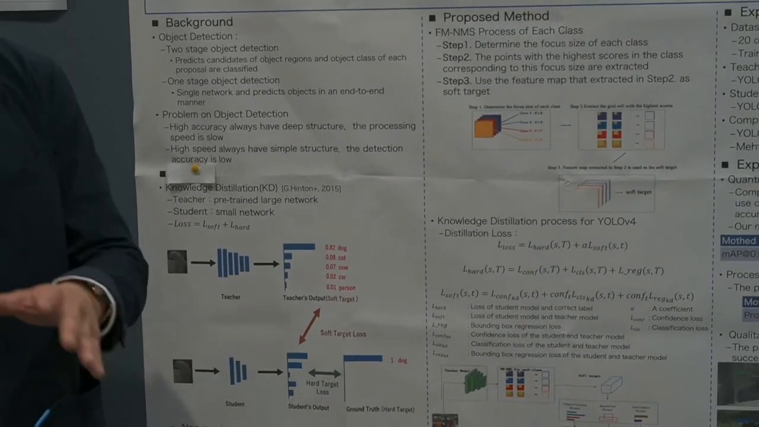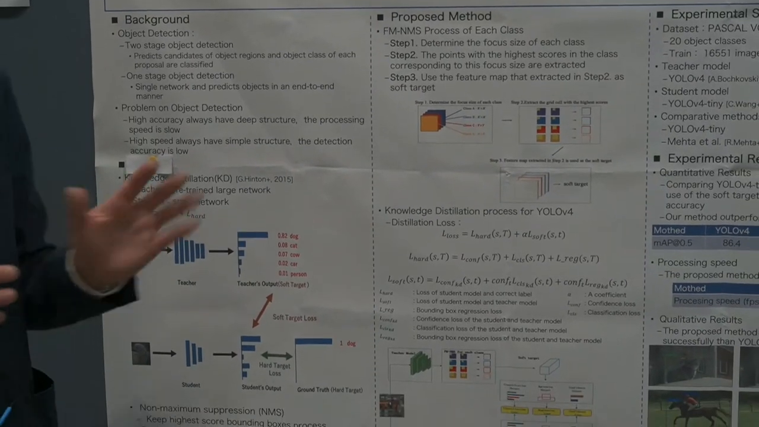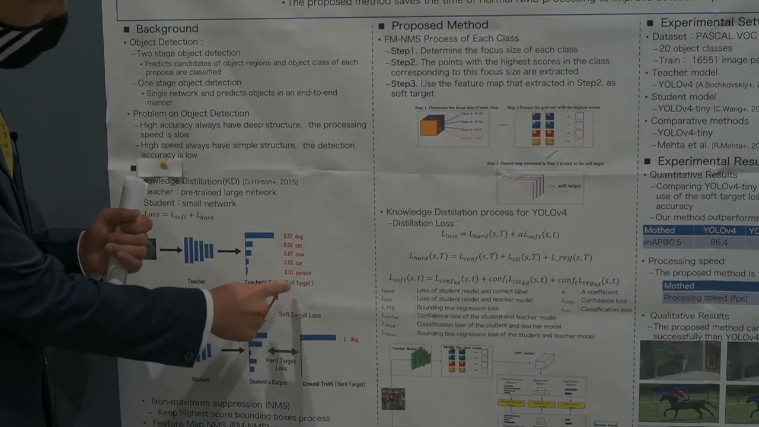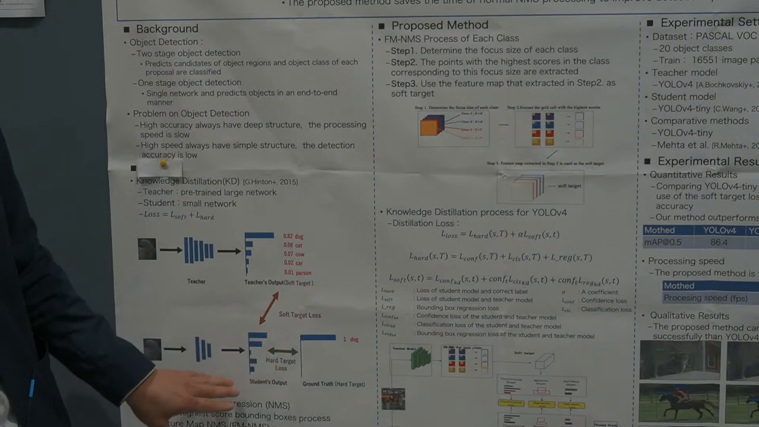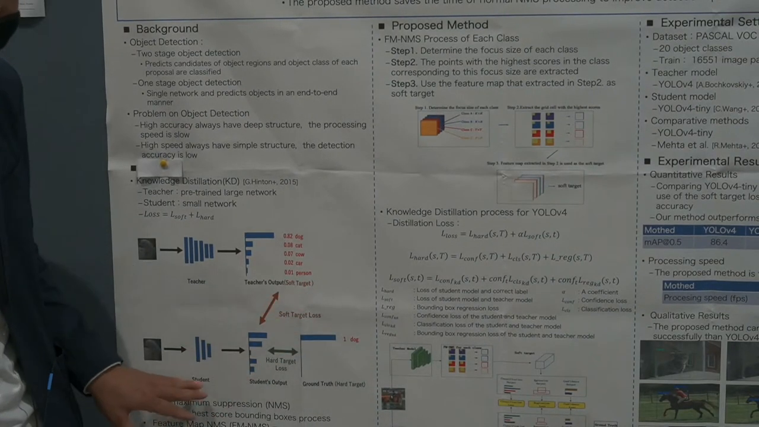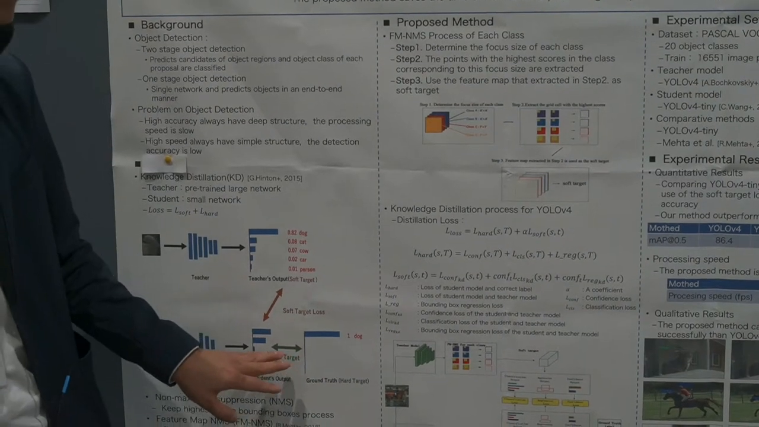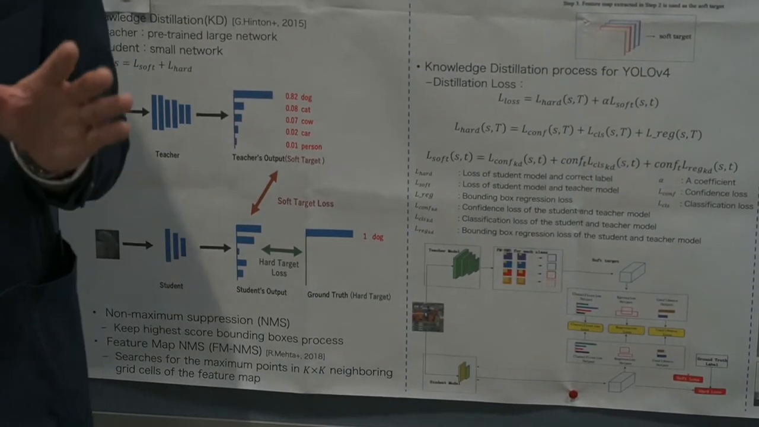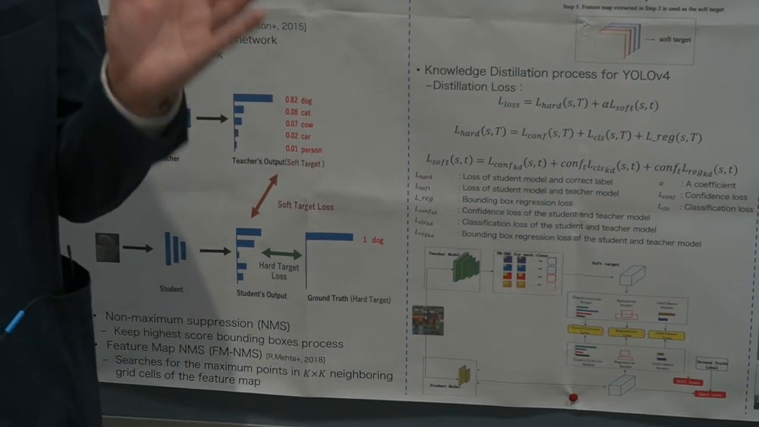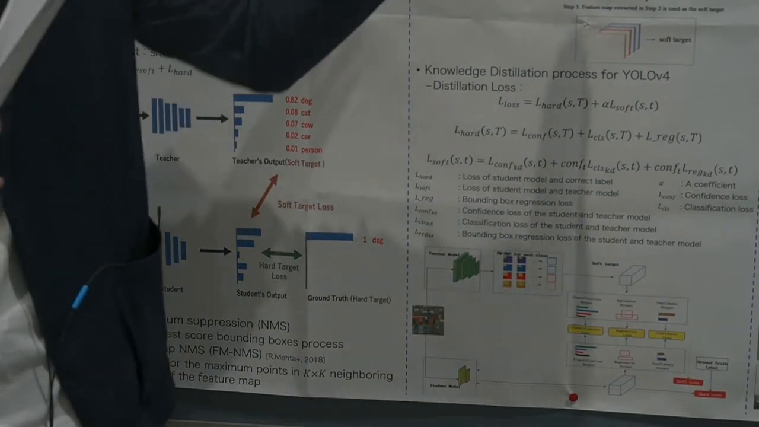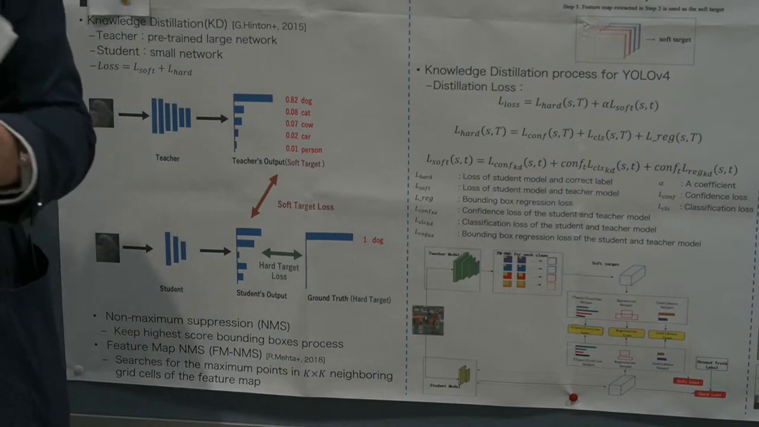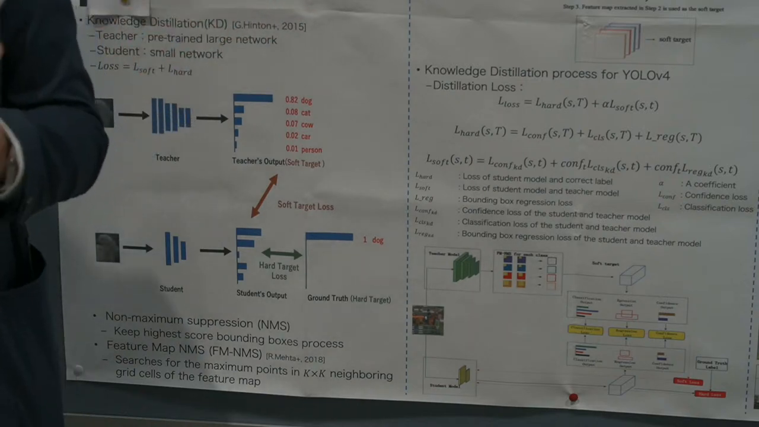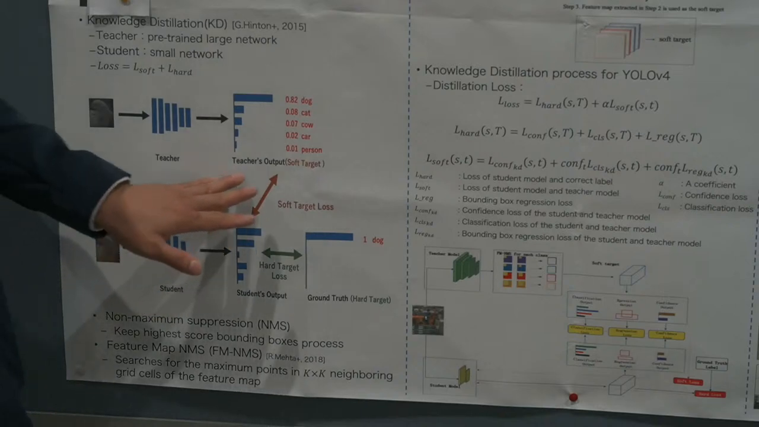And the teacher model, which is a big model, is used: its output serves as a soft target, and we calculate the loss between the soft target and the student model's output to improve the student model's accuracy. But when knowledge distillation is used for one-stage object detection, there is a problem: there are many repeated bounding box information and background information in the teacher's output.